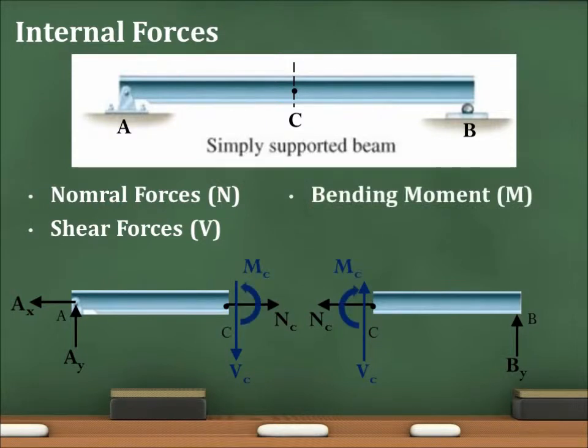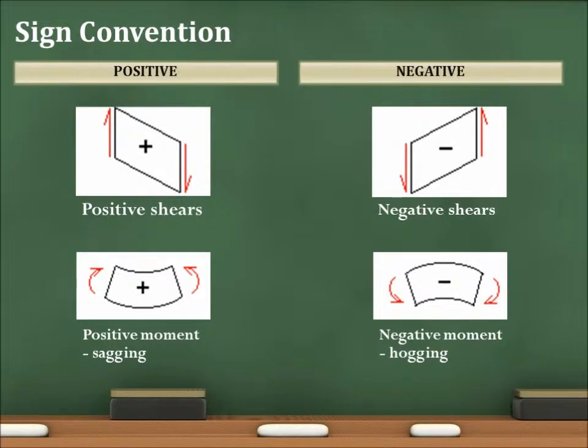The forces on the left and right sides of the section at C are equal in magnitude, but opposite in direction. When the two sides are reconnected, the net force is 0 at the section. Although the choice of sign convention is arbitrary, these are the sign conventions often used by engineers.